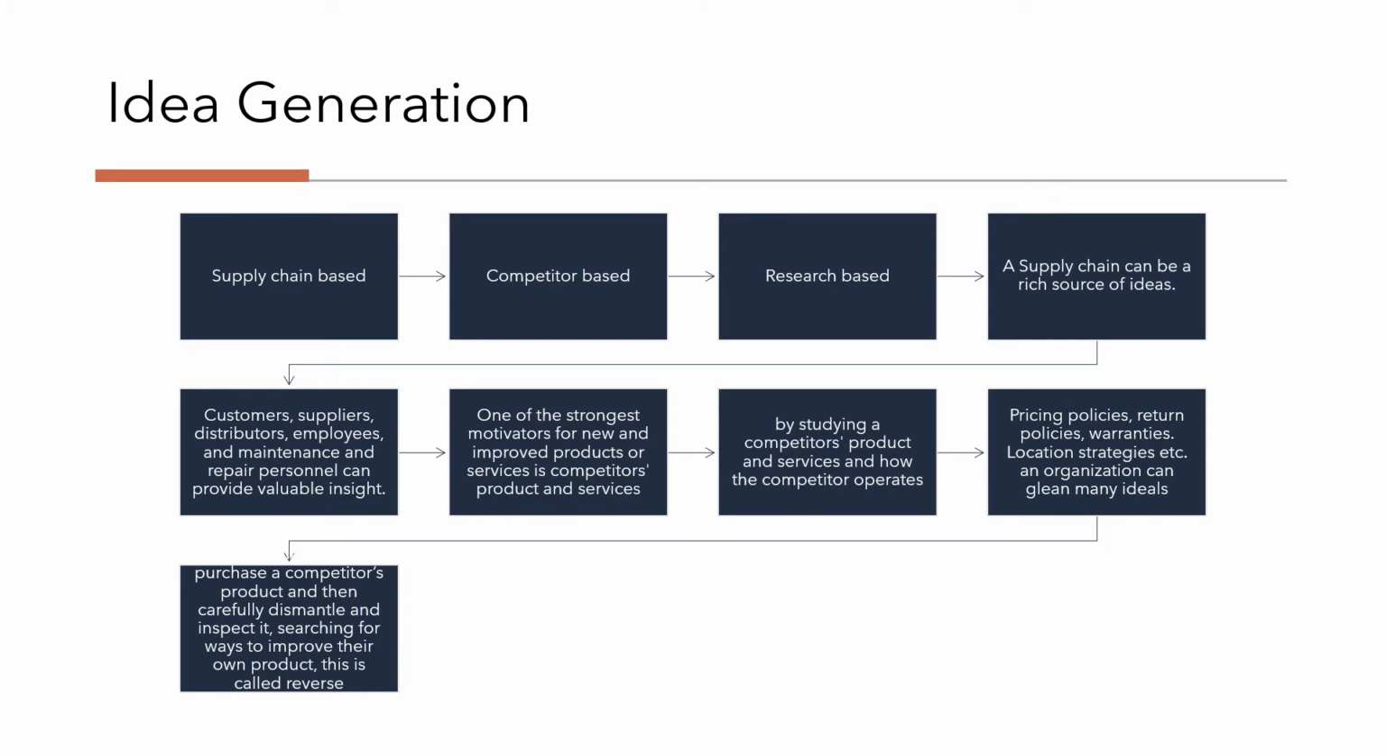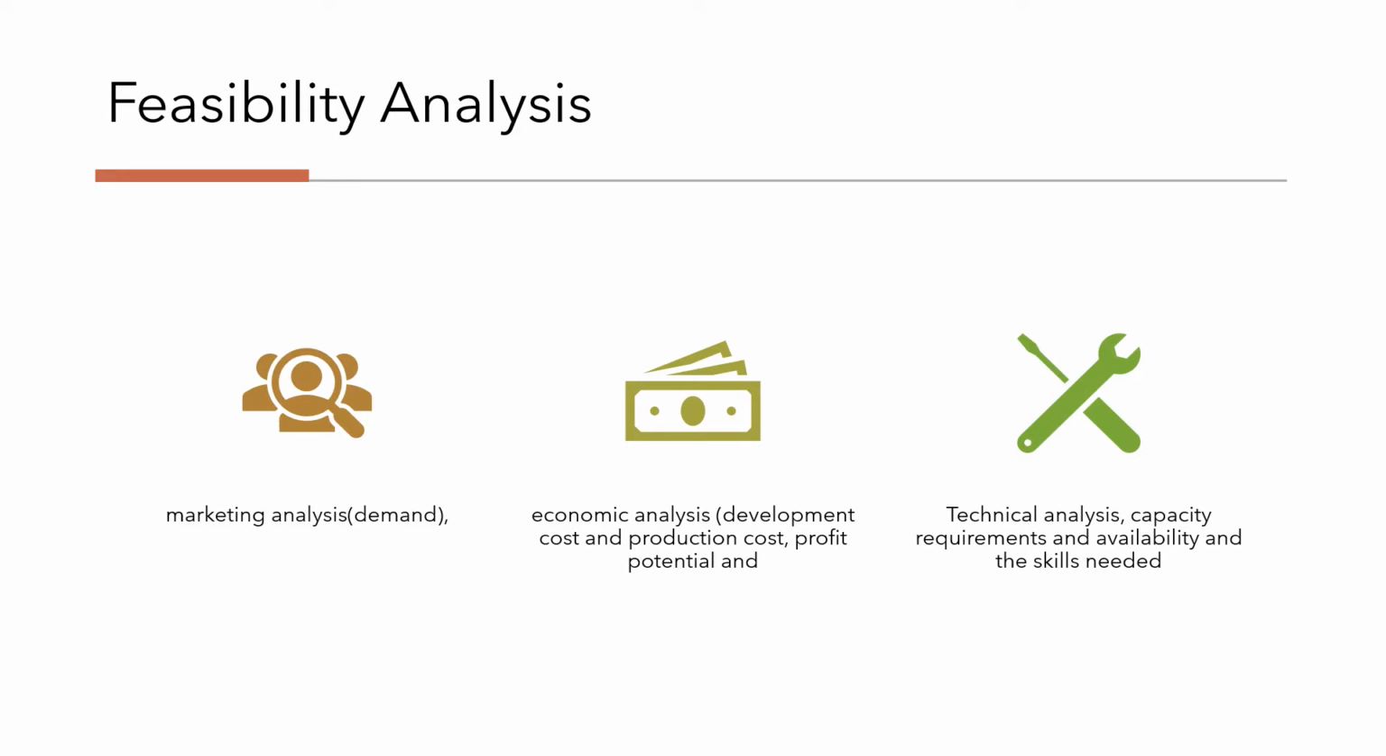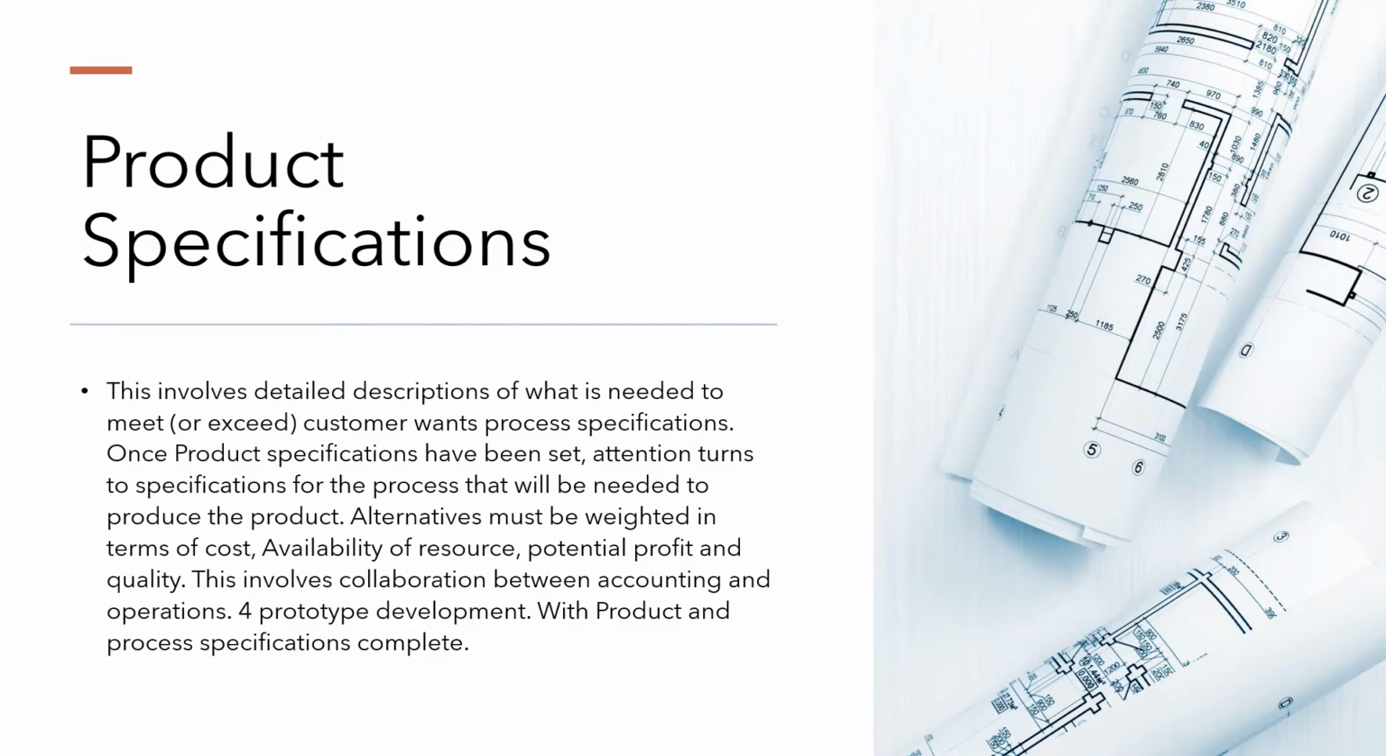Feasibility analysis entails marketing analysis, or the demand, economic analysis, which covers development cost, production cost and profit potential, and technical analysis, which covers capacity requirements and availability and the skills needed. The product specification involves a detailed description of what is needed to meet customer wants. Process specification: once the product specification has been set, attention turns to a specification for the process that will be needed to produce the product. Alternatives must be weighed in terms of cost, availability of resources, potential profit, and quality. This involves collaboration between accounting and operations, and the prototype development, with product and process specification complete.